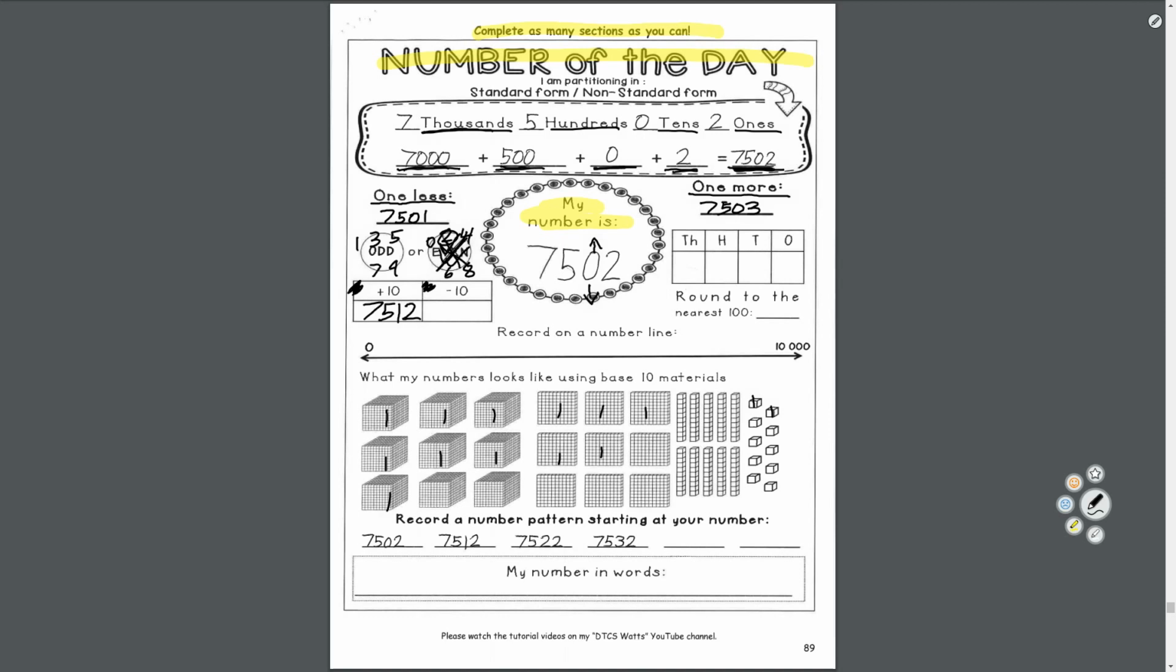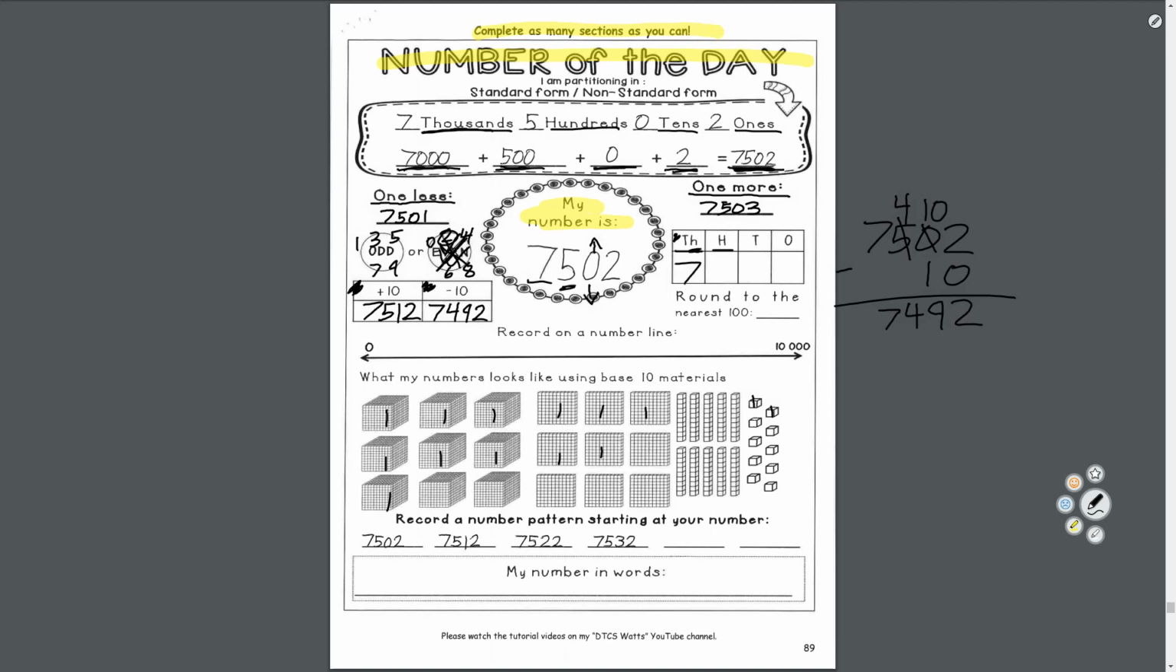Now we got to do some math. So let's just do it right here. 7,502, take away 10. 2 take away 0 equals 2. 0 take away 1, can't do it. I'll borrow from the hundreds. 5 turns to 4, 0 turns to 10. 10 take away 1 equals 9. 4, drop it down. 7, drop it down. So if we take away 10, it's 7,492.